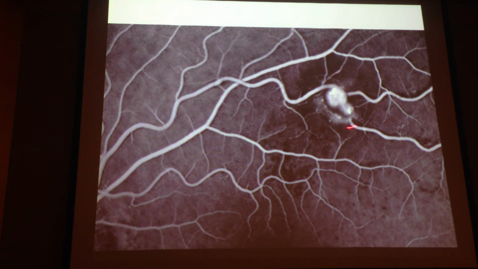And here, a very nice macroaneurysm, clear, fluorescent, in color, but not in angiography.